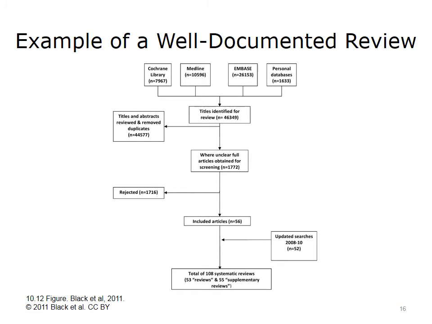This flowchart presents how the search played out. They drew in almost 8,000 articles from the Cochrane Library. Medline contributed another 10,596, Embase 26,153, then their personal database. This indicates to me that they're probably using a tool like EndNote to organize and keep their library. I recommend you do the same.